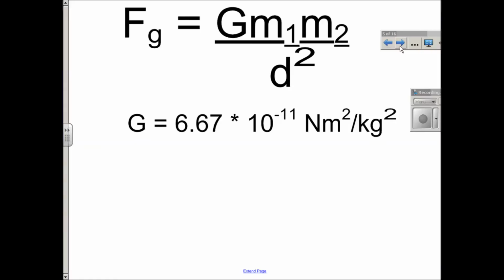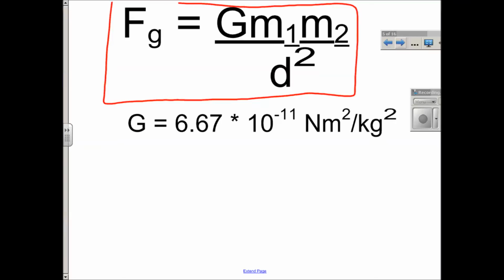Newton eventually came up with this equation. He said that the force of gravitational attraction between any two objects is equal to a constant, which he called G, the universal gravitation constant, times the mass of your first object, times the mass of the second object, divided by the distance squared.